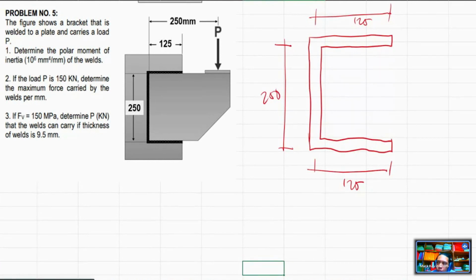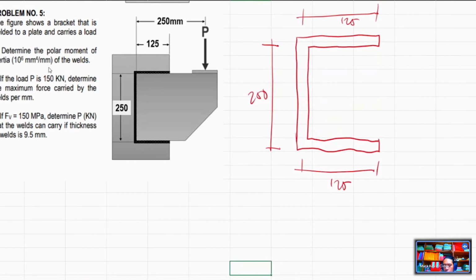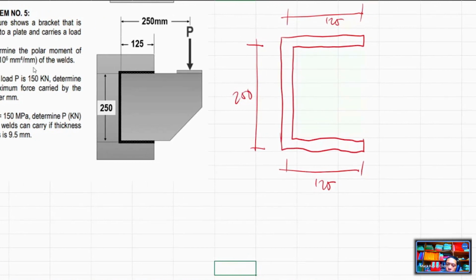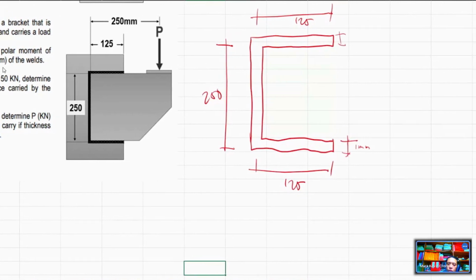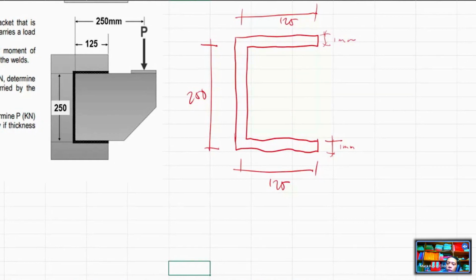Polar moment of inertia. So how do we determine the polar moment of inertia? Take note that it is in terms of mm raised to 4 per mm. This means per unit width of the fillet weld. Since the width of the fillet weld is not given, we will assume that it is 1 mm. We are to solve for the polar moment of inertia.